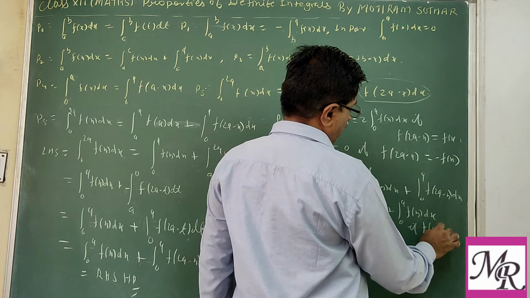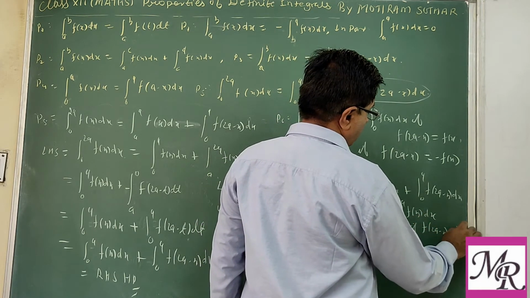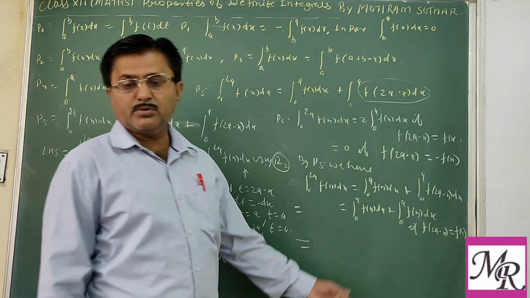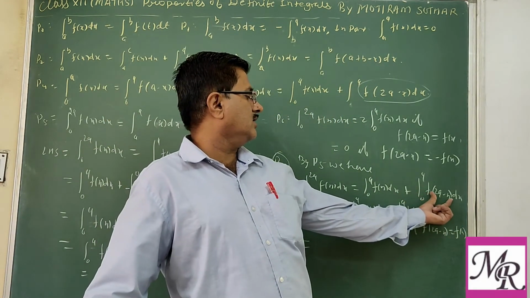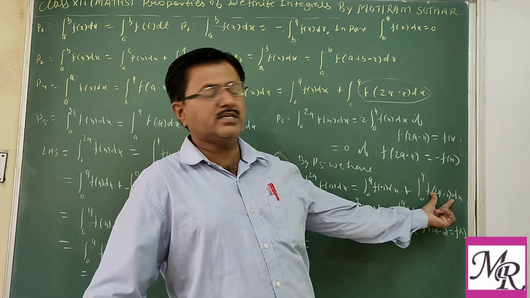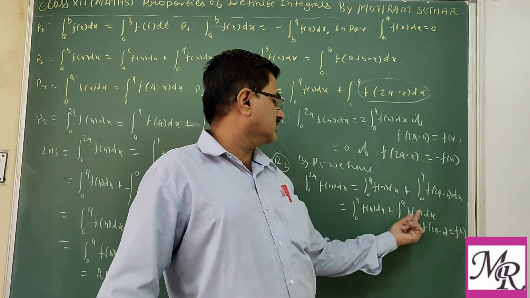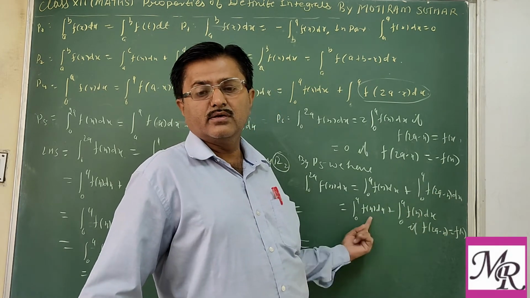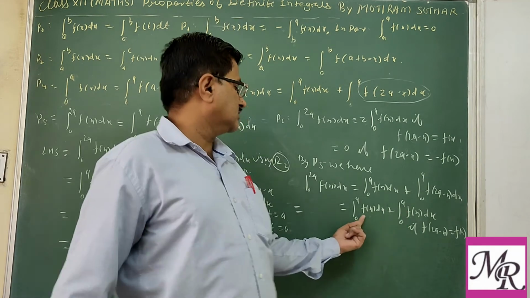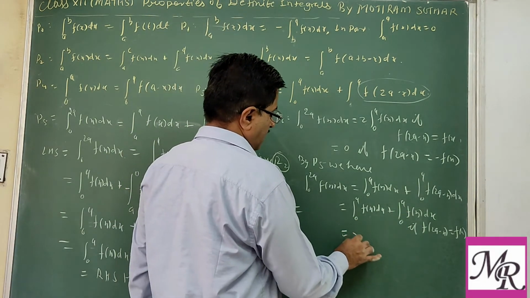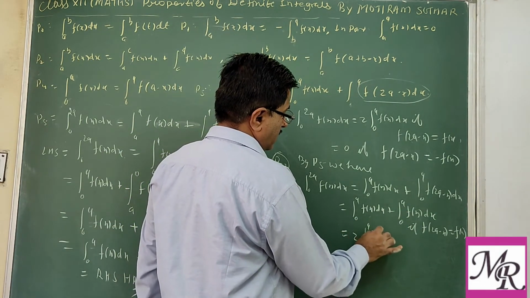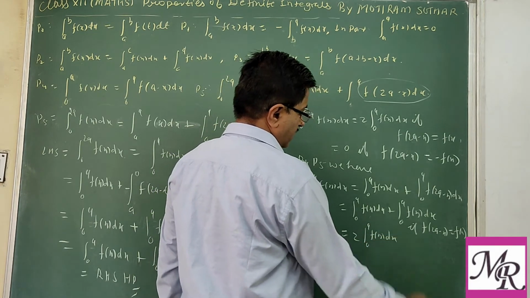If f of 2a minus x equals f(x), then in the second integral f of 2a minus x is equal to f(x). Then both are the same integrals. That's why this is twice. So twice the integral from 0 to a of f(x) dx.